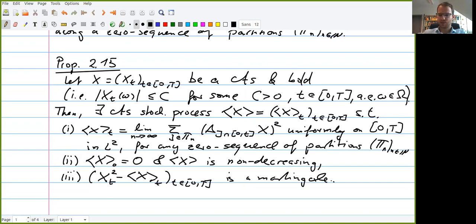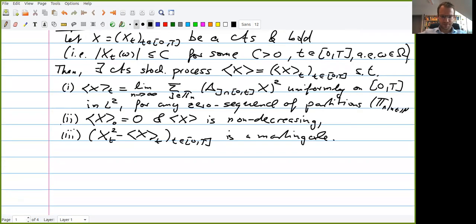I mean, if you take the power 2 of a martingale, what you get is a submartingale by the conditional Jensen's inequality. So the conditional version of Jensen's inequality tells you, if I take the martingale to the power 2, I get a submartingale. So you need to compensate it by something non-decreasing in order to restore the martingale property again. And this is exactly this bracket process.